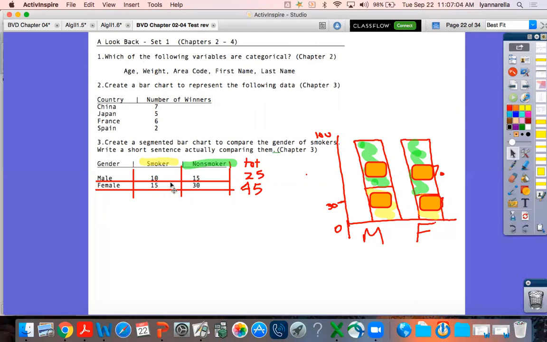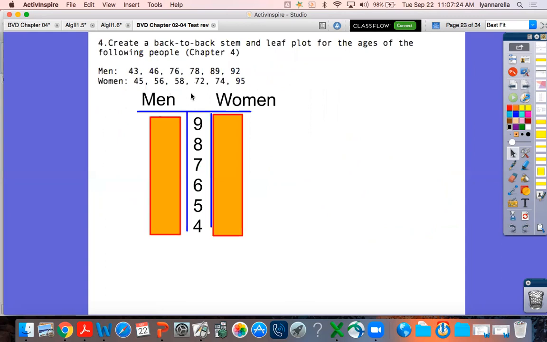Now for this one, they wanted a segmented bar chart, so remember those percentages go to 100. I know this is a very sloppy chart, but the percentages should go to 100, and you should tell me what they are for non-smokers and for smokers based by gender, so it should say male and female on the bottom. So when you're doing it by gender, then you need to have the gender as your x-axis values.